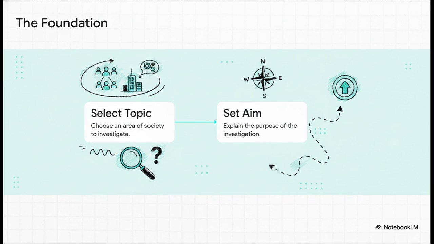Moving into the first crucial steps of our project, we have to establish exactly what we're looking at and why it actually matters. Every functional project begins by pinpointing a specific area of society, right? That's step 1, selecting an interesting, relevant sociological topic. But a broad topic just isn't enough to drive the machine's initial design. We immediately have to move to step 2 and set a clear research aim that explains the investigation's overall purpose. Think of this aim as the ultimate compass for the researcher.